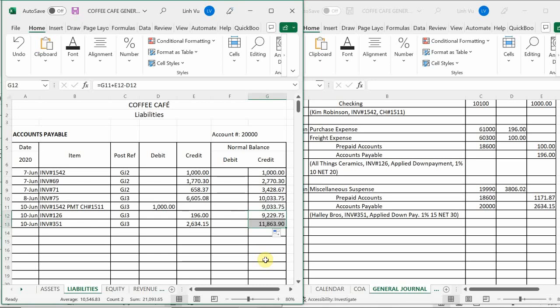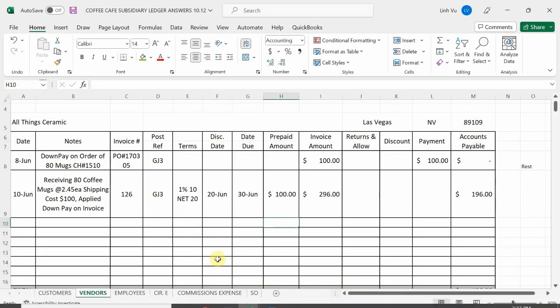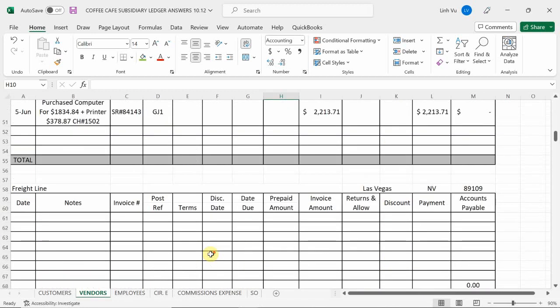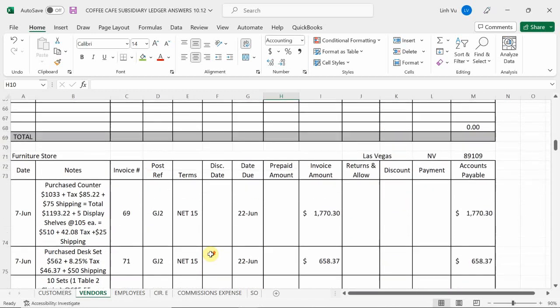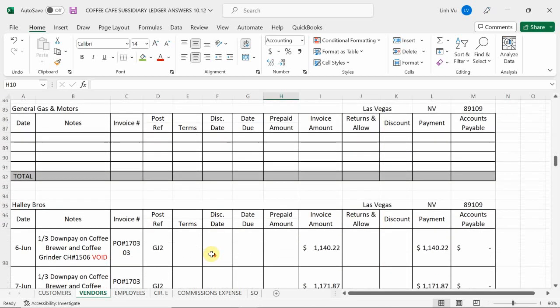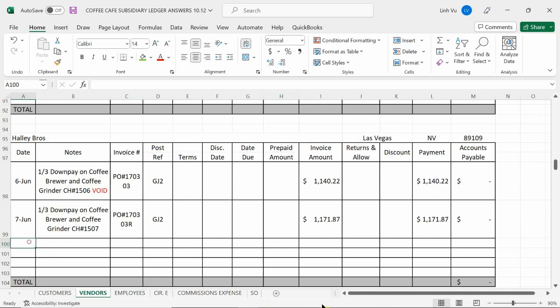Okay. So now that I have that, I'm going to also go ahead and apply that to my subsidiary ledger to Haley Bros. So I think Haley Bros is the next one. Here you go. Haley Bros, right? I'm going to go ahead and plug in that I received my coffee brewer coffee grinder. And you can also put in the same information, right?